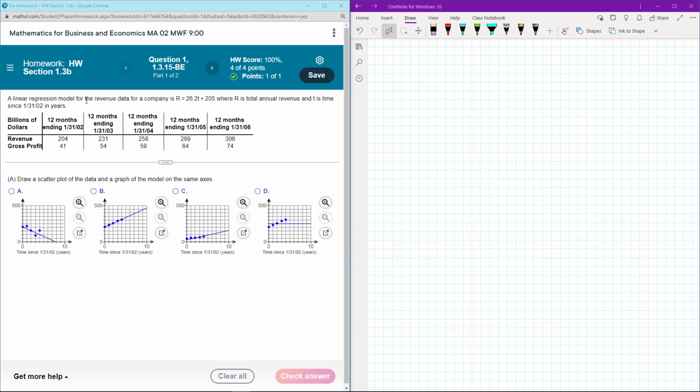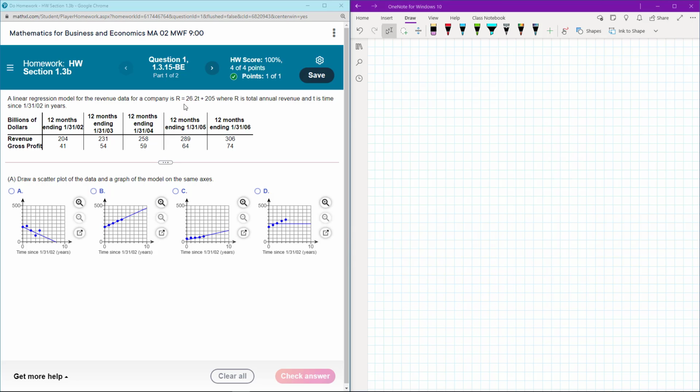We have a linear regression model for the revenue data of a company, and that regression model is 26.2t plus 205, where r is the annual revenue and t is the time in years since January 31st, 2002. And here is the data. Of course, what we need to do first is to draw a scatter plot of the data and graph the model, or at least recognize the correct plot.